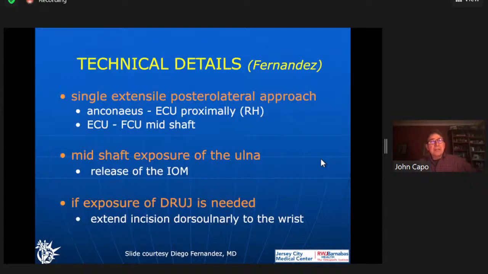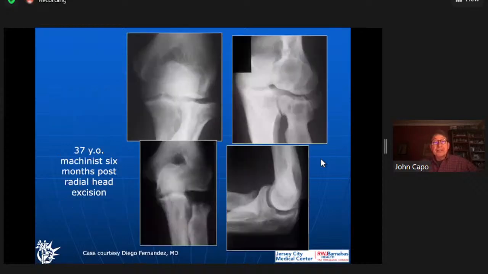So a single extensile posterolateral approach between the anconeus and the ECU proximally, get to the radial head, ECU, FCU, midshaft to get to the interosseous membrane, and get to the DRUJ. You can do it in all one really, really big incision to release it.